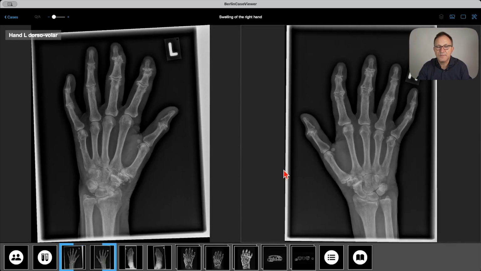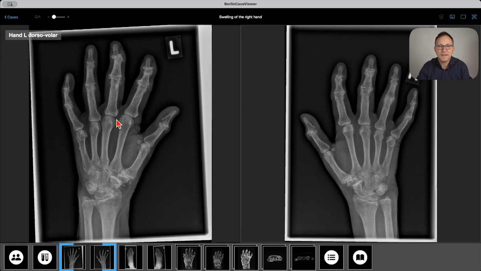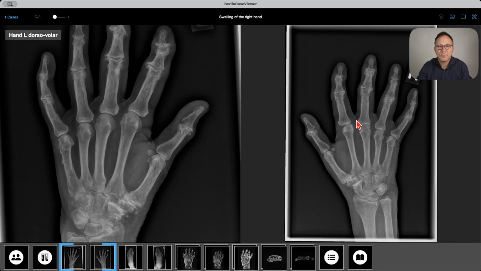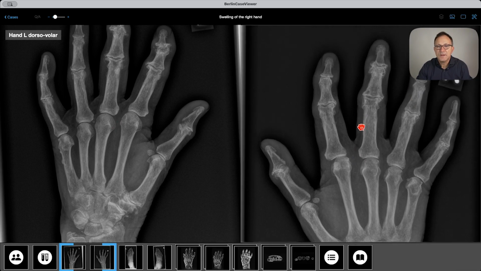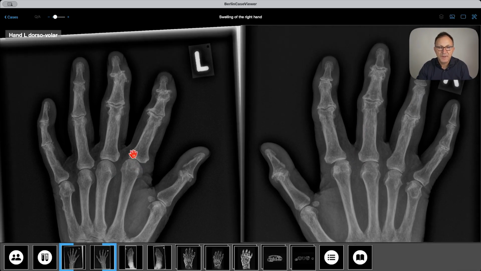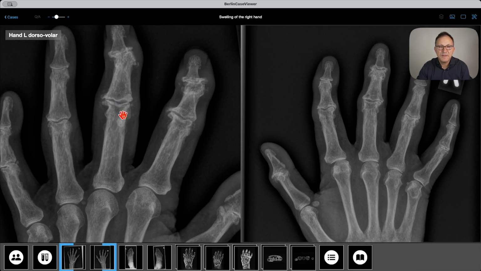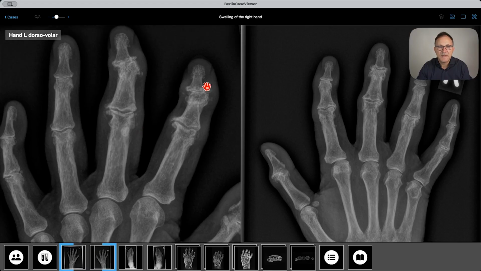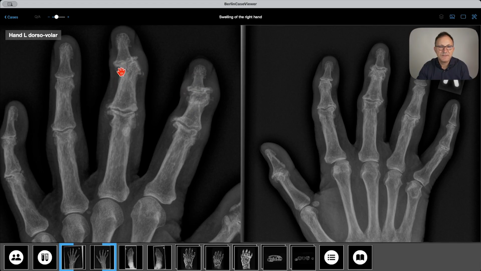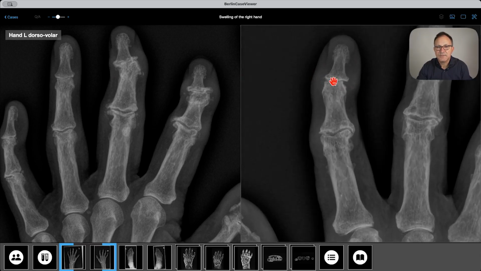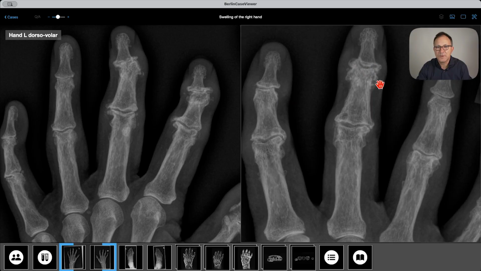So usually we start with analyzing X-rays of hand and feet, and it's always advisable to have both sides on one screen and compare them together. So here we have the right and the left hand, and if we look at the DIP joints, we see clearly there are some osteophytes over here. We have malalignment, we have joint space narrowing, especially at the second and the third ray. On the right side, the second ray is not so much affected, but the third one is.